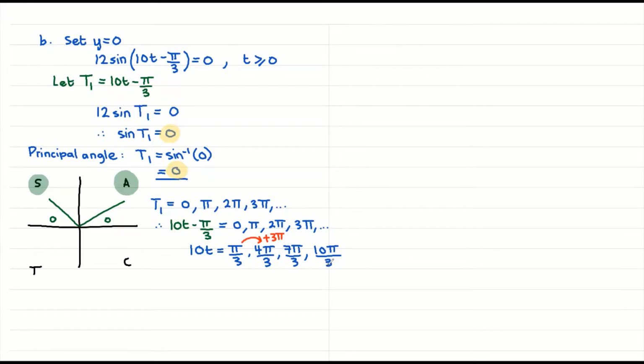Now then, for t itself, we're going to divide all this by 10. So we're going to get pi over 30, 4 pi over 30, and I'm aware that that will simplify, but I'm just going to leave it like that. 7 pi over 30 and 10 pi over 30. And these are all in seconds, and there will be more to come as well. So those are the possible times when the figure skater intersects his own path.